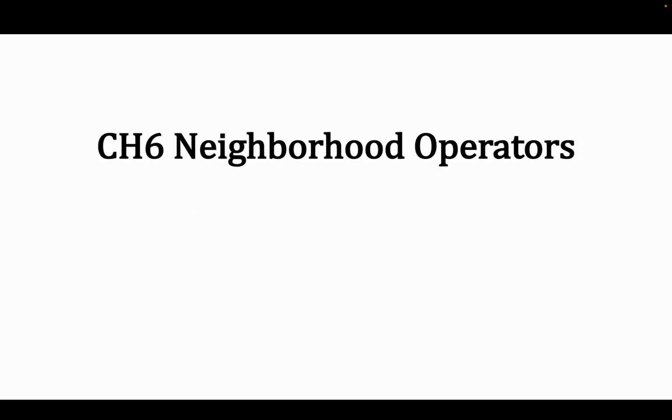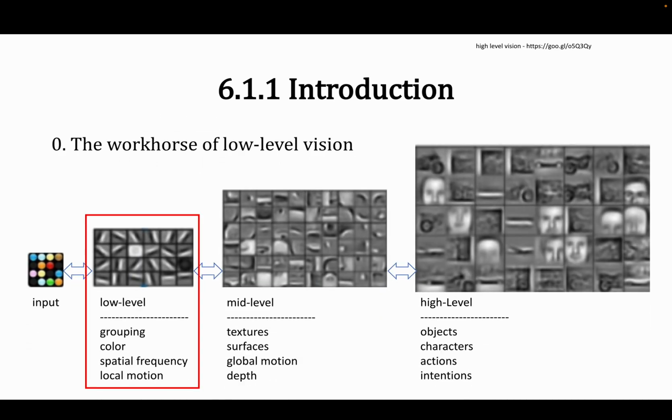The so-called neighborhood operators are mainly used for low-level vision. Low-level vision covers features like grouping, color, spatial frequencies, and low motion. For mid-level, we will have things like textures, surfaces, global motion, depths, etc. For high level, we are given a boundary or the contour, and you want to extract the feature. So high-level vision is like objects, characters, actions, and intentions.